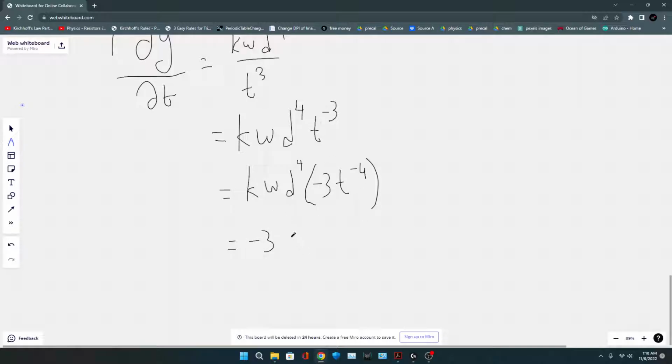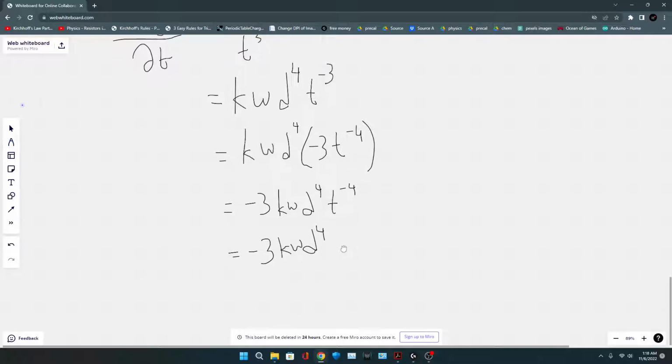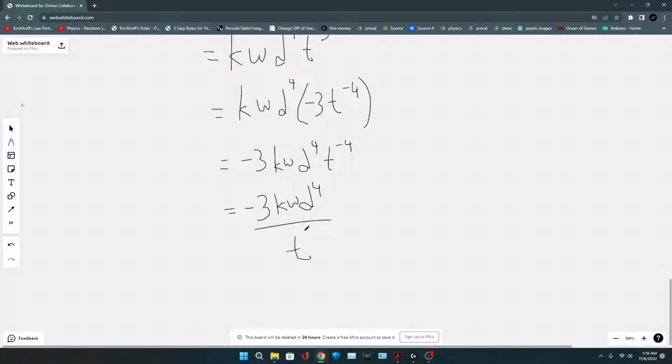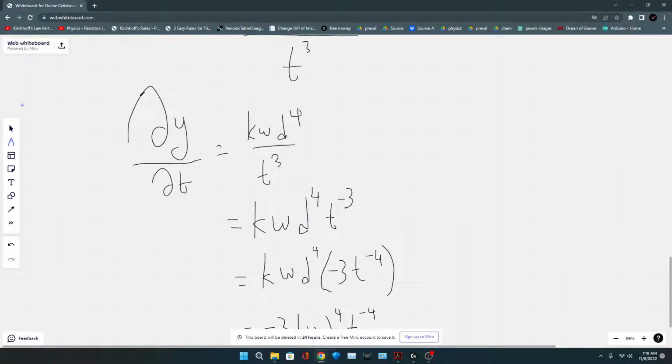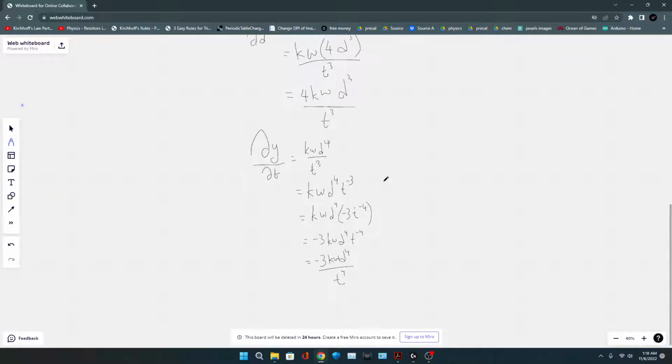We get negative 3 KWD to the power 4, and then T to the power of negative 4. Then we have to write it back as negative 3 KWD to the power 4 divided by T to the power 4. So negative 3 KWD to the power 4 divided by T to the power 4 is our delta Y over delta T. Let's zoom out a bit.